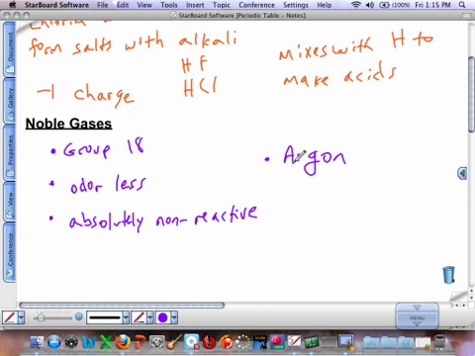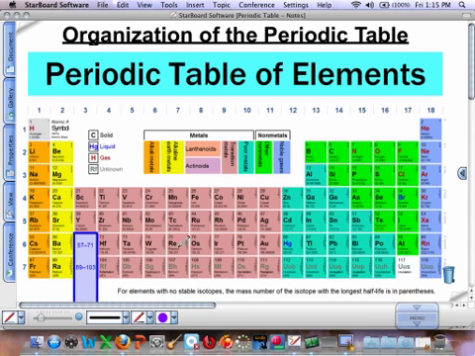Any questions on those different groups of the periodic table? Now, there's one thing we haven't really discussed yet, and that is how to take this and build a model for atoms based on this.